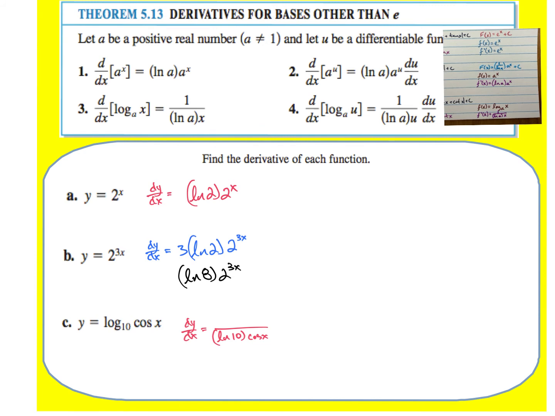But is that it? No. What pops out? Negative sine x. So a negative sine x goes up top by the chain rule. Now, a lot of the times that might not be the answer that they give. What could they do? They'd have a negative tangent x up top. They'll have a negative tangent x over natural log of 10.